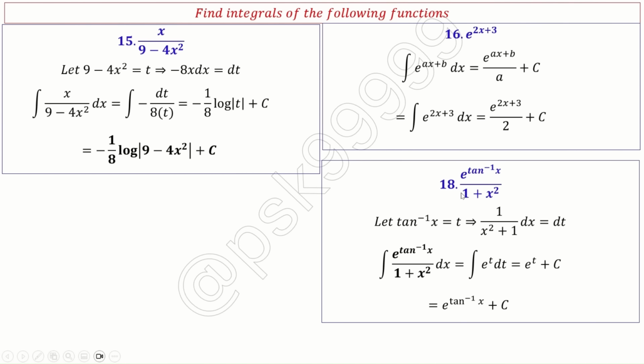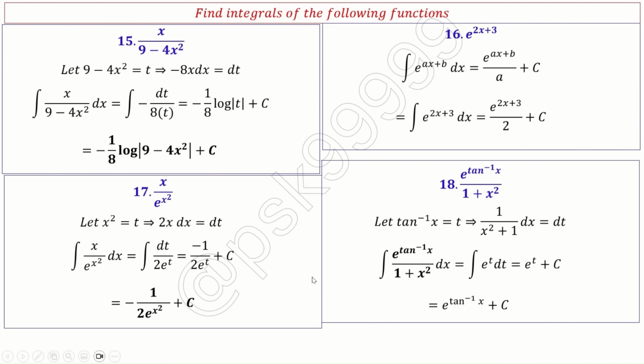Okay. e to the power of tan inverse x divided by 1 plus x square. We know that if you take tan inverse x as t, then dt is nothing but dx by 1 plus x square, right? So this is as simple as integral of e to the power of t dt, which is nothing but e to the power of t plus constant. t is nothing but tan inverse x, so e to the power of tan inverse x plus c.